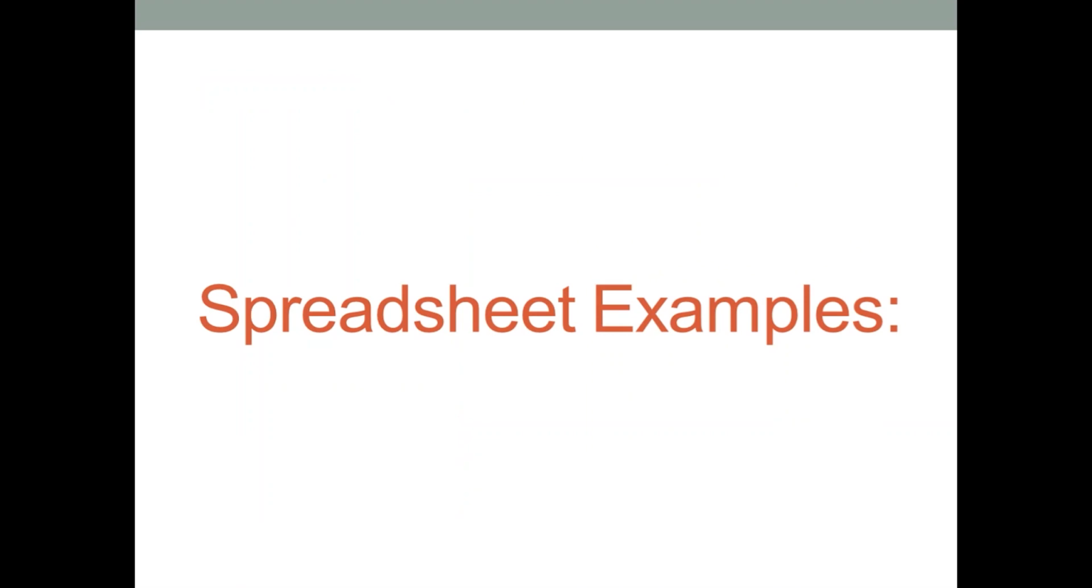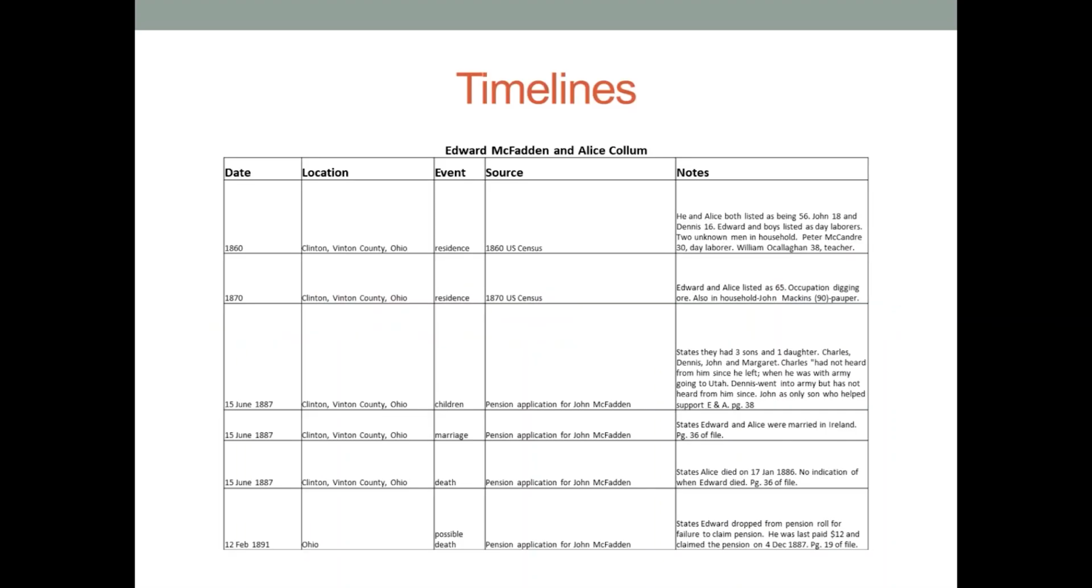Here are some examples of the spreadsheets that I use for my genealogy research. The first one is a timeline. These are very helpful, keeping your research organized and in one location. So this one is for Edward McFadden and Alice Collum, who were born in Ireland, and they came to the U.S. sometime around 1850.